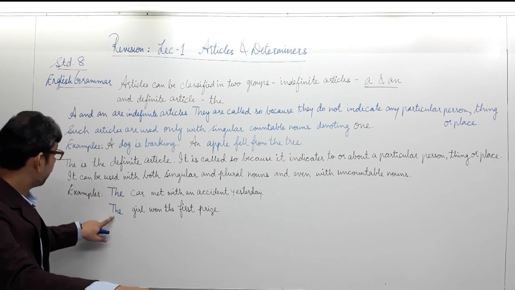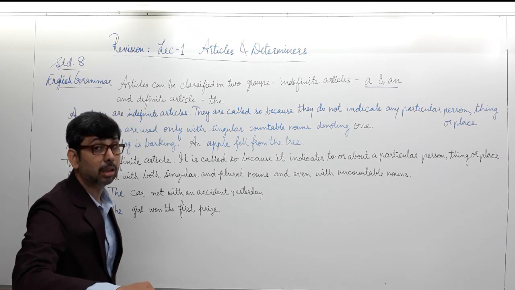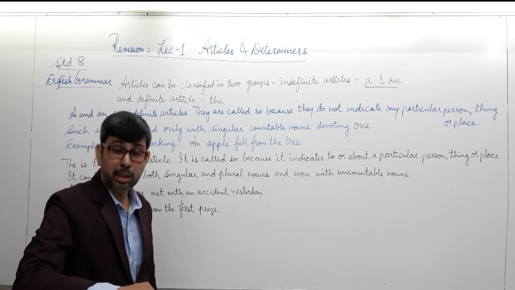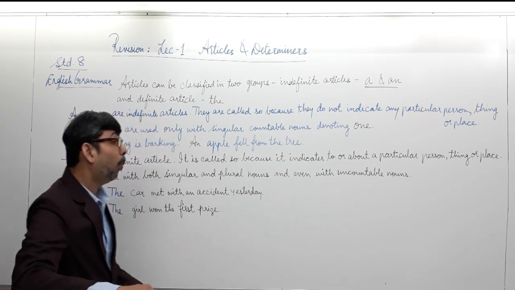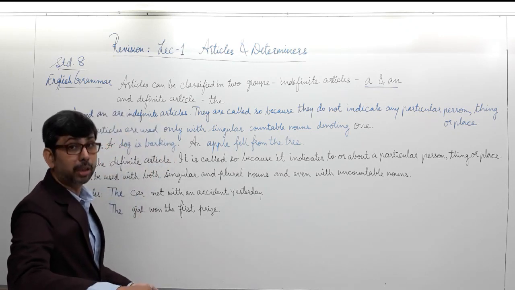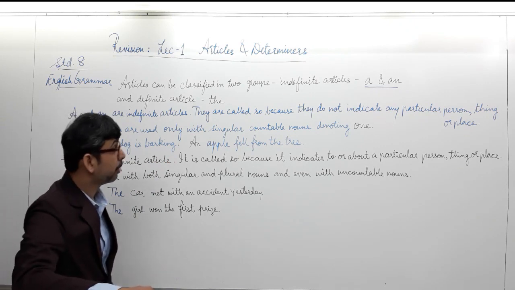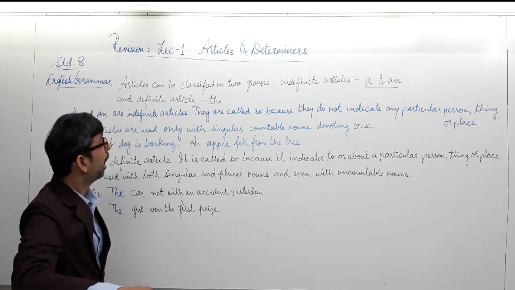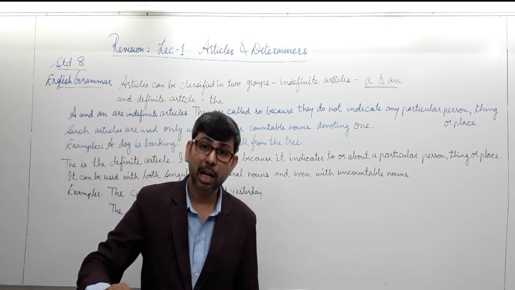The girl won the first prize. We are not talking about any girl who won the first prize. We are trying to convey the message that one particular girl whom we are referring to won. Therefore, the girl won the first prize. So in this manner, articles can be put into two groups, the indefinite articles and the definite article.